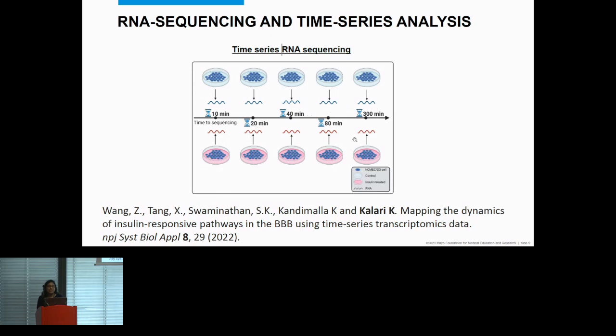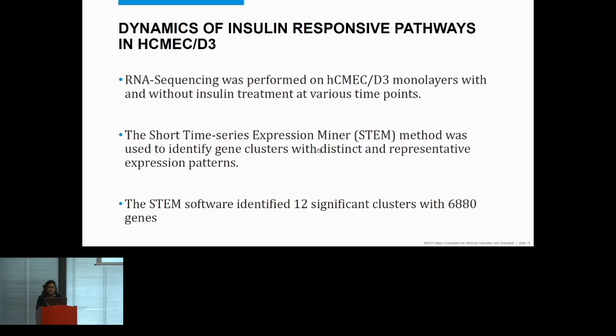And then we extracted the RNA and did the sequencing of these samples, did the quality control, and then we fed the data into the short time series expression miner, this particular method. What this method does is it identifies the clusters of genes that are following a similar pattern, but with distinctive and representative expression patterns, basically. There are a few parameters you have to play with, and then it gives you those sets of genes that are following similar patterns.